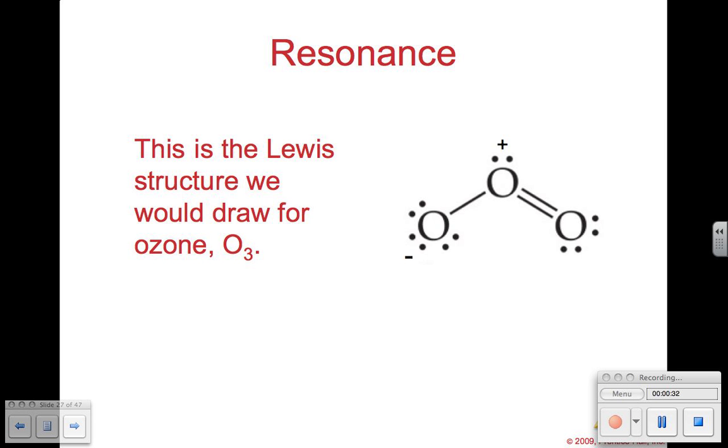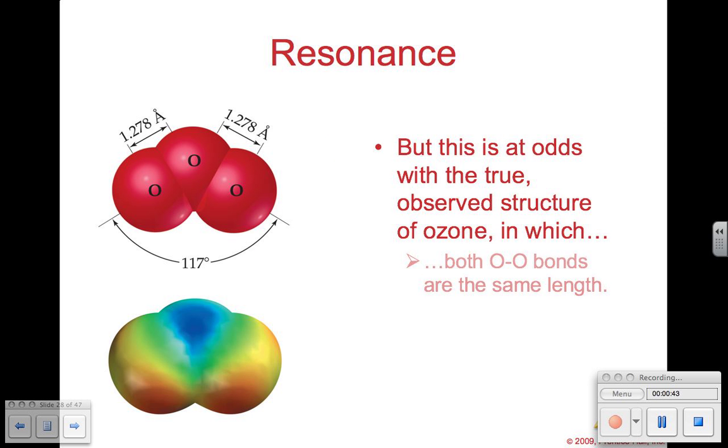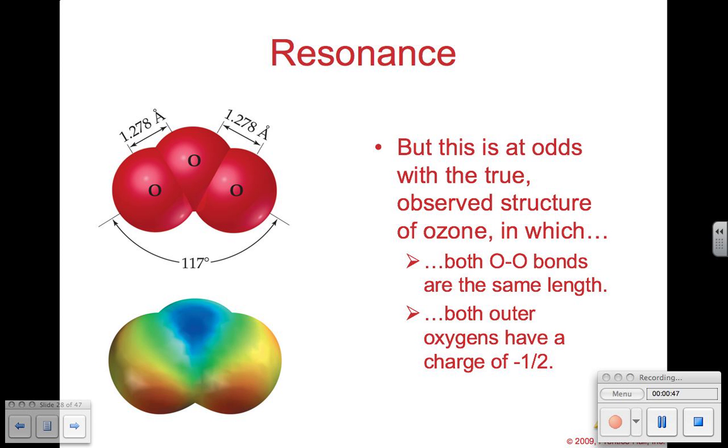And then all the octet is taken care of. But the problem is, this works on paper, but the reality is when we actually observe ozone, the molecule, both the oxygen bonds have the same length. That means the nuclei of the oxygens are the same distance from each other.